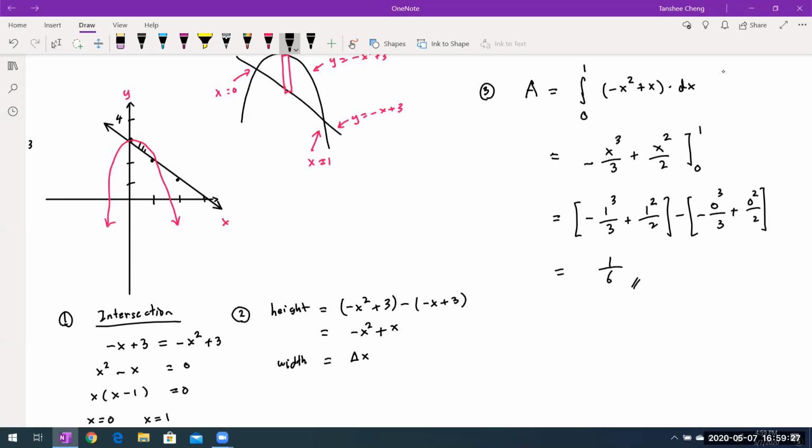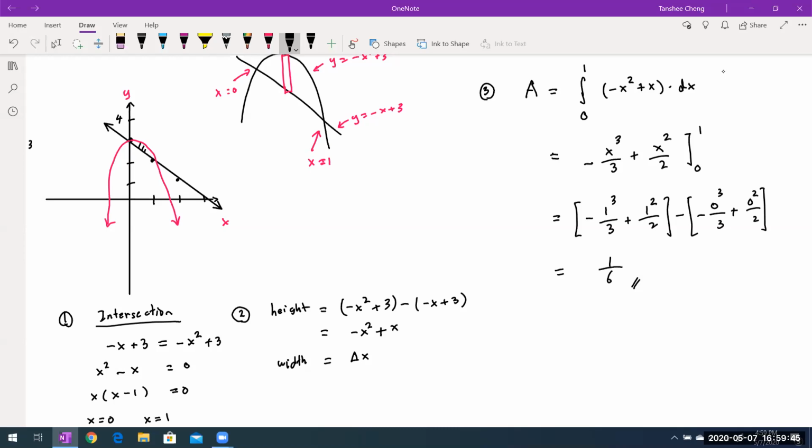So first up, the mistake is an arithmetic error right here that I made. When I distributed the negative right here, I forgot to distribute this negative to the first term. This should have been plus x. So make sure we change that. So I change it right here, right?